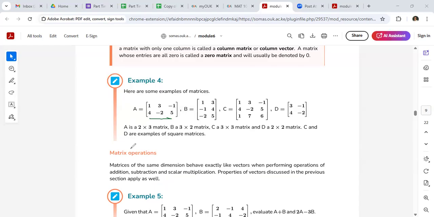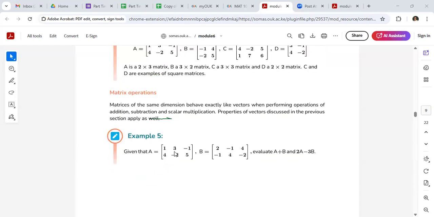So if you are to add matrices, they have to be of the same order, like in the example given here. Same number of rows, same number of columns. How about when you multiply a matrix by a scalar?